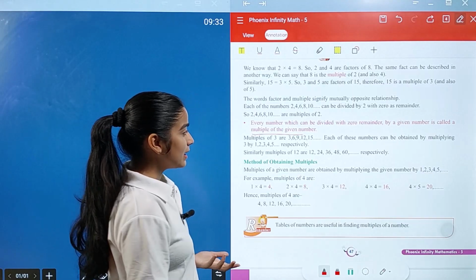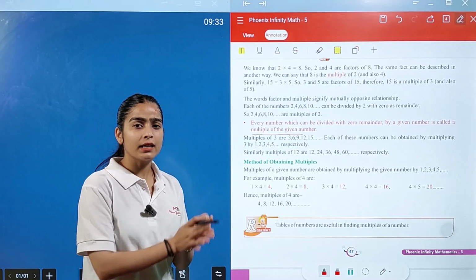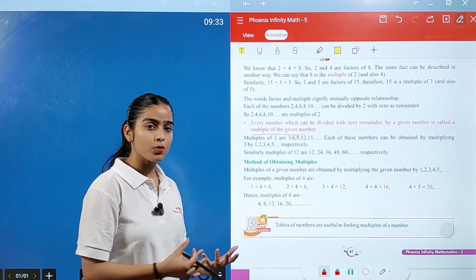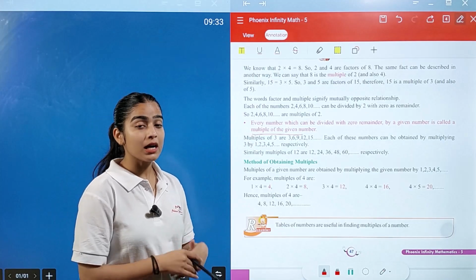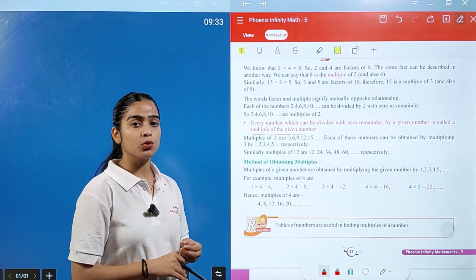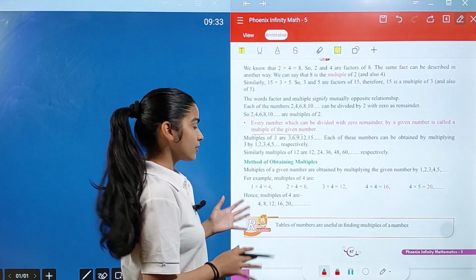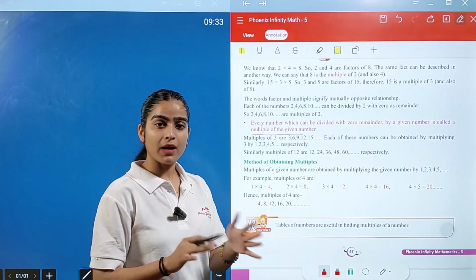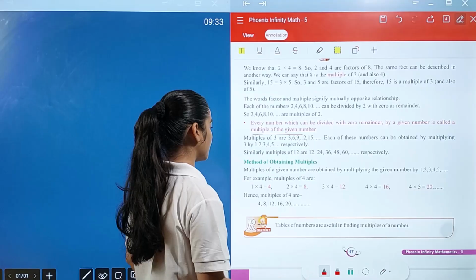For multiples, we cannot say divide with a 0 remainder, because we already learned that this is the definition, more profoundly, for the factors. In this case, the multiples are unlimited. You can multiply a particular number with any number, and we have so many numbers. So you have to identify this difference between factors and multiples. That is the whole thing which I want to explain to you.